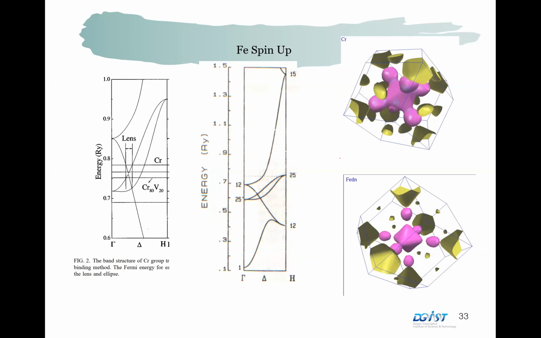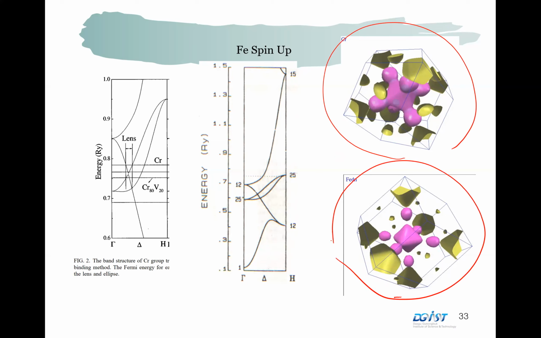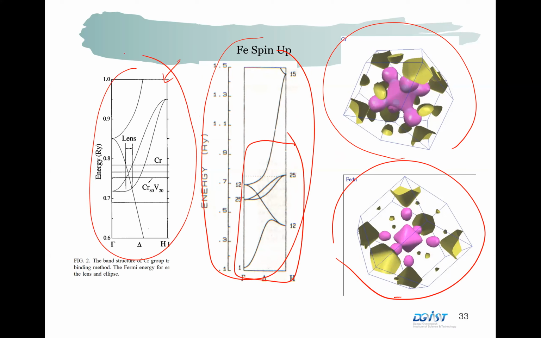For the chromium case, this is the band structure of chromium, and this is the band structure of the iron for one spin. And this one is the band structure of the iron band, and this guy is the chromium band. As you see here, this one looks quite similar. The only difference is that the Fermi level depends on the number of electrons. So this band diagram came from my research paper a long time ago.